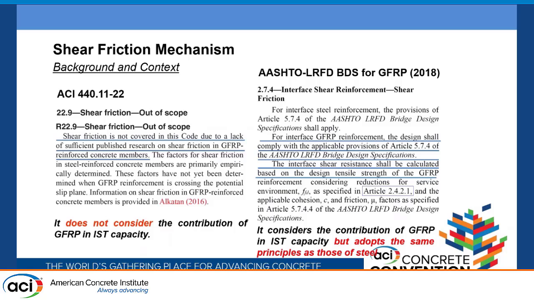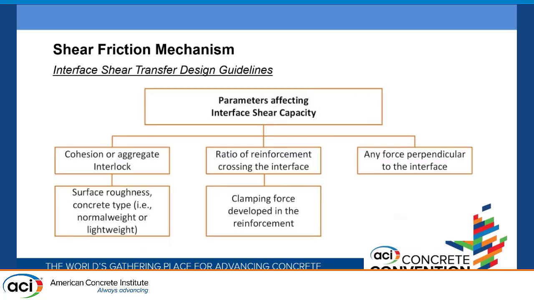So that means that it bases the calculation of the interface shear transfer capacity on the design tensile strength of the GFRP, even when the literature indicates that the reinforcement doesn't reach this limit. So with this background, we identify a gap in the current regulations, and for that reason we perform this investigation. So let's talk about some of the shear transfer design guidelines.